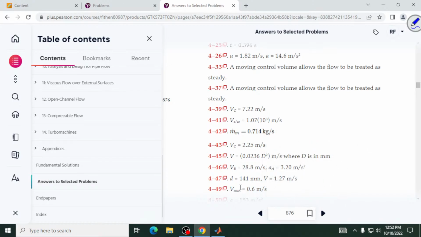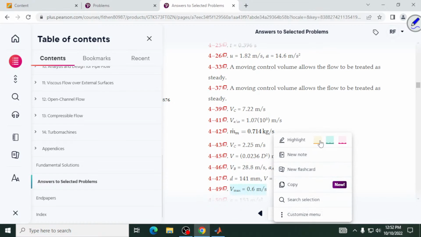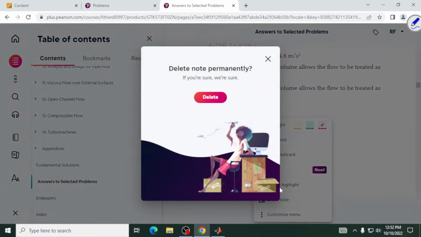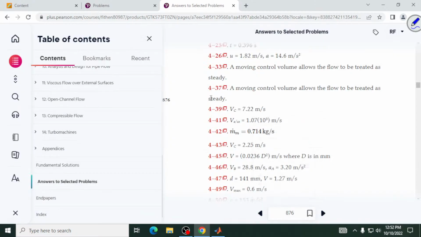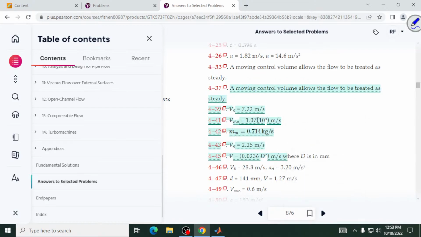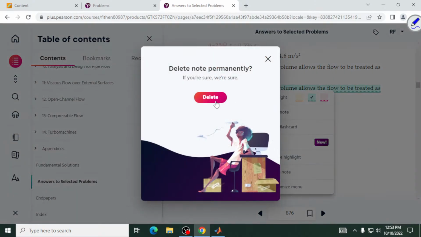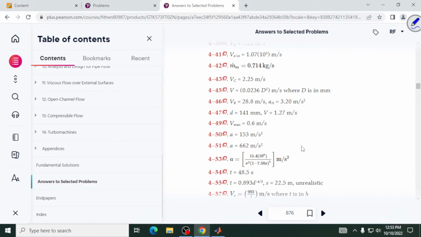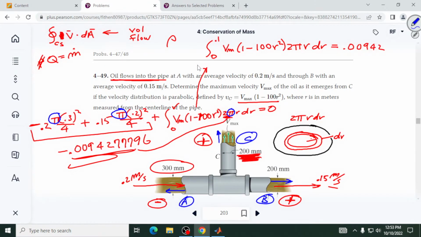Okay. What happens if I do that? Okay, so if I do that, highlight it in red. It actually didn't highlight it. Uh-oh. Oh, okay, how do I get rid of the highlight? Delete highlight. Oh, okay. Delete note permanently. Are you sure? It just means it deletes the highlight. Okay. It won't let you edit the book. It'll let you edit how you marked up the book. Yeah.